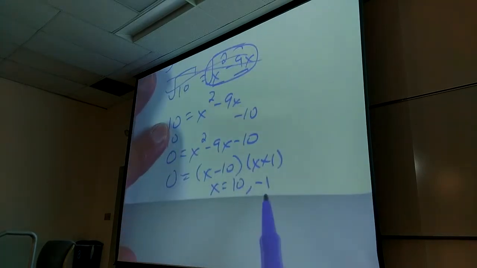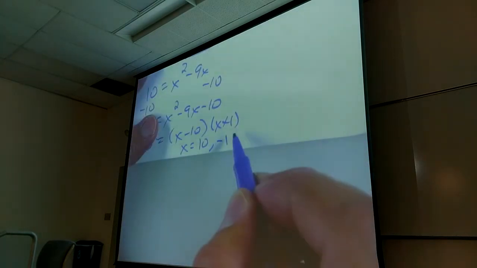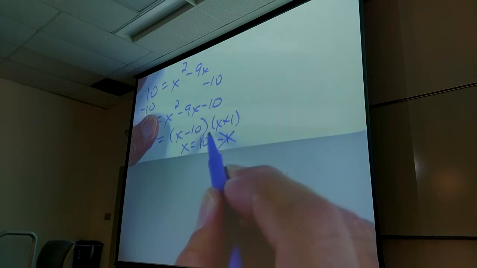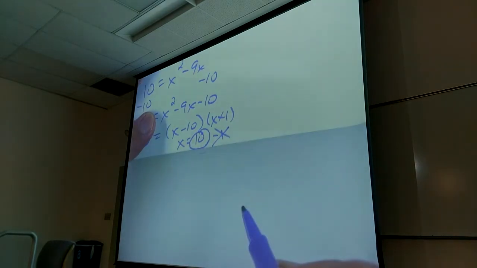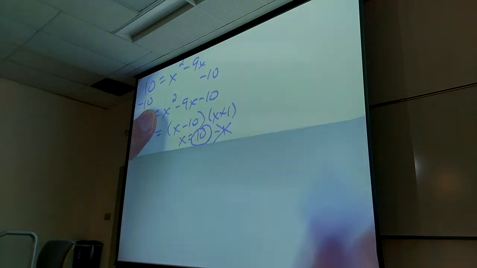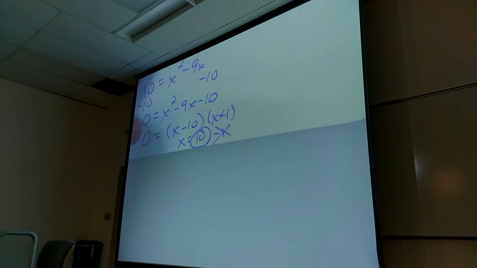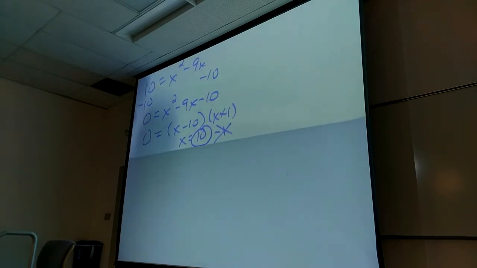So the answer is 1. Yay! What about negative 1? Negative 1 minus... Oh, no. Alright, so I better cross that out and circle the 10. You guys understand? So there are a lot of similarities between logarithms and radicals. They're not the same thing. But the same way that square roots have issues with their domain, logarithms have issues with their domain.